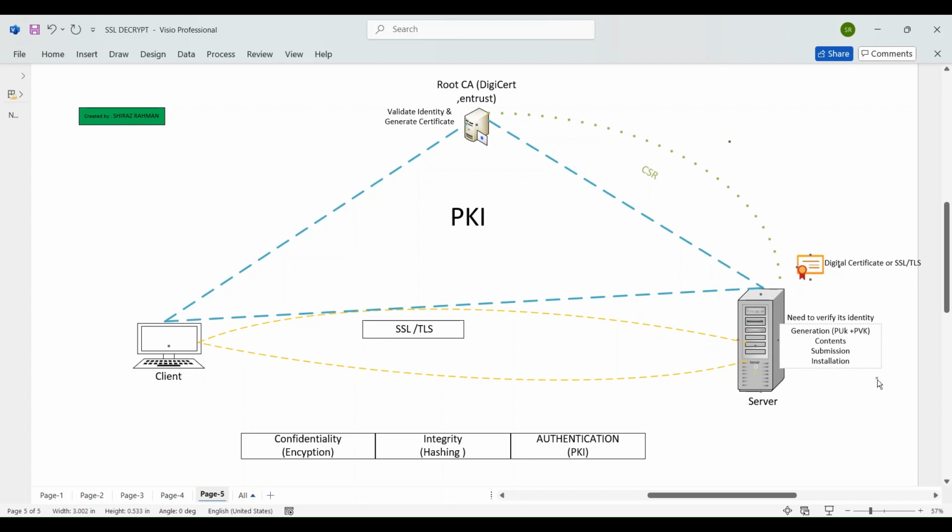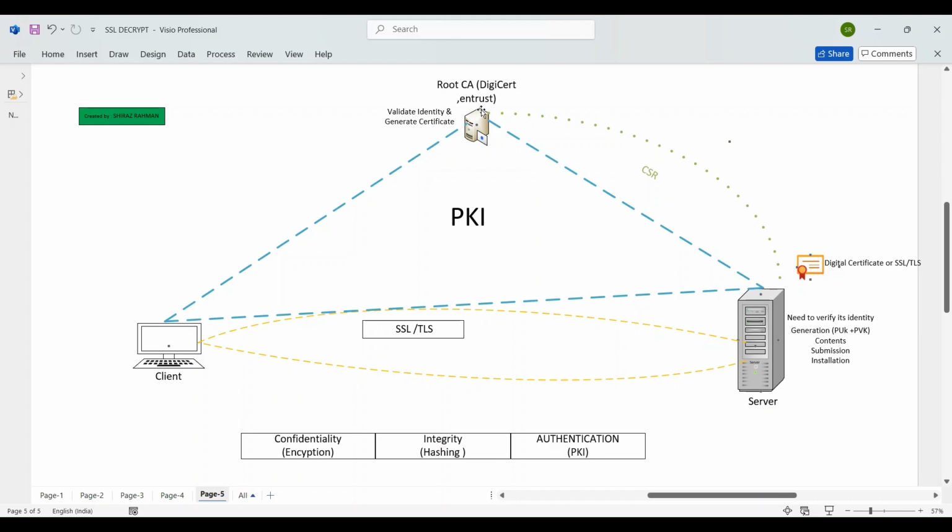PUK and the PVK. So it will have a public key as well as a private key. The private key is something which is not going to be shared with anyone. The public key will go to the root CA with the content. The content means the information of the domain name, the name of the server, which organization this server belongs to, the location of the organization, all these details, right? Then it will submit to the root CA.